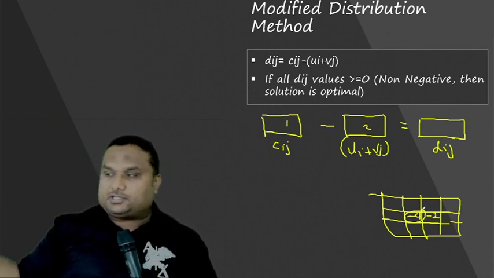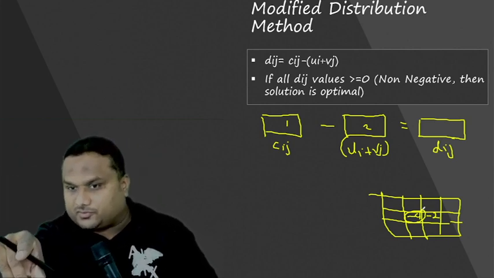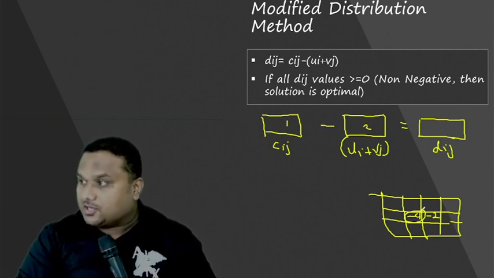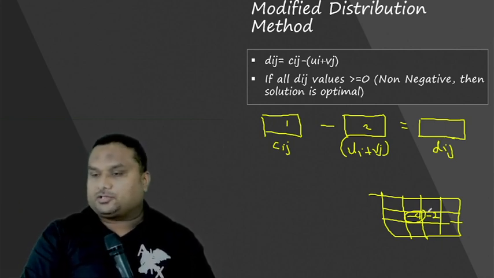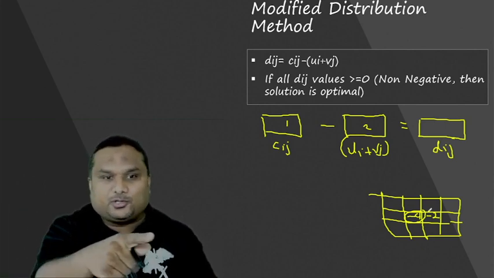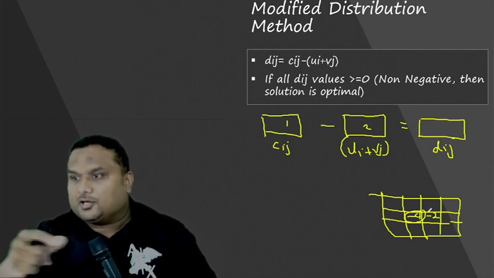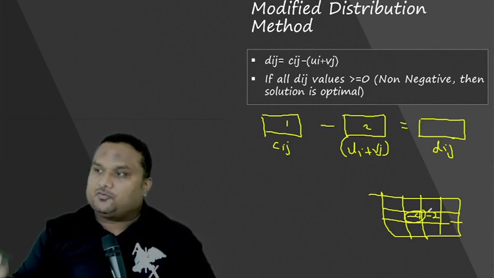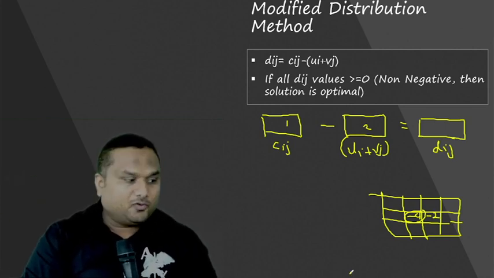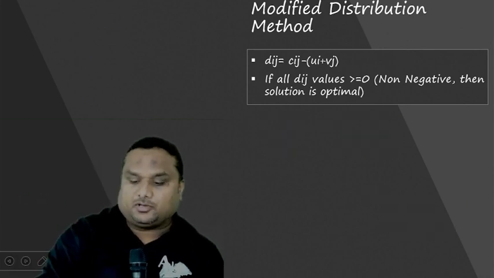The meaning of minus 4 is that for every one unit allocation you give to this cell, your cost will decrease by 4 per unit. If you give allocation to the cell with minus 2, your cost will decrease by 2 per unit. So which is best? 4 per unit decreasing or 2 per unit decreasing? 4 per unit decreasing is best. Everybody following? Now don't worry, okay?